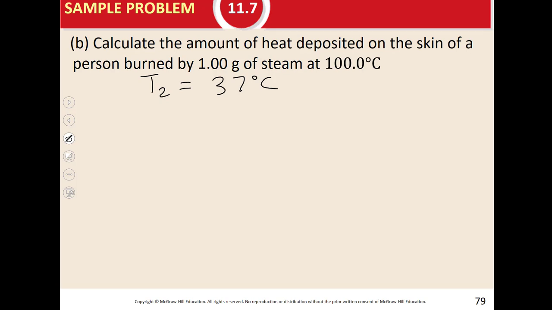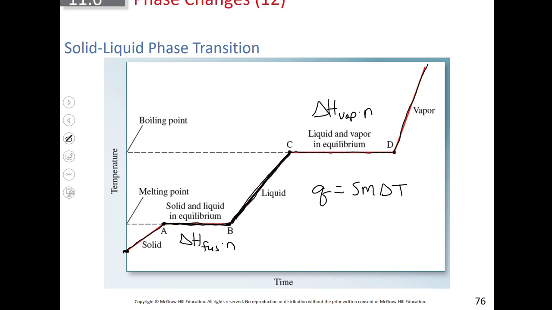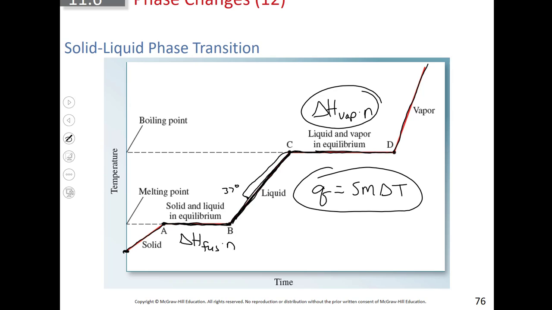Okay, so we've got two things going on here. The water is going to have to come down to the temperature of the person, and it's got to condense. So there's two different phases. Looking back at our diagram here, we're going to have this phase change where we go from a vapor to a liquid, and then we're going to have this temperature change where we go down, in this case, only down to 37 degrees. The total amount of heat deposited on that person's skin is going to be the sum of both the phase change and the temperature change.